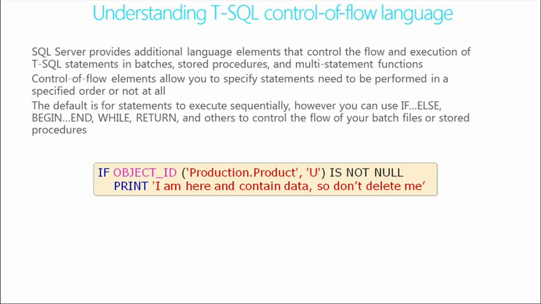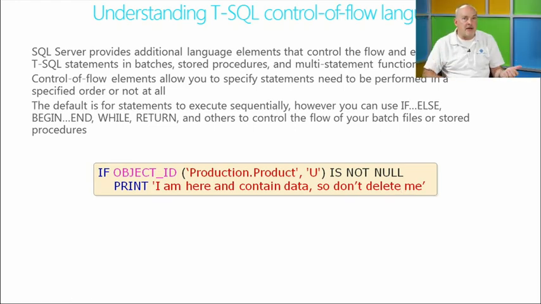So instead of just going sequentially down through the batch file, it's actually going to use some of these control flow language elements to decide what rows or where we want to go within that batch. So for an example here, I've got if object ID is production product and it's the user product. If it's not null, then print I am here and contain data, so don't delete me. So that's just a basic if statement.